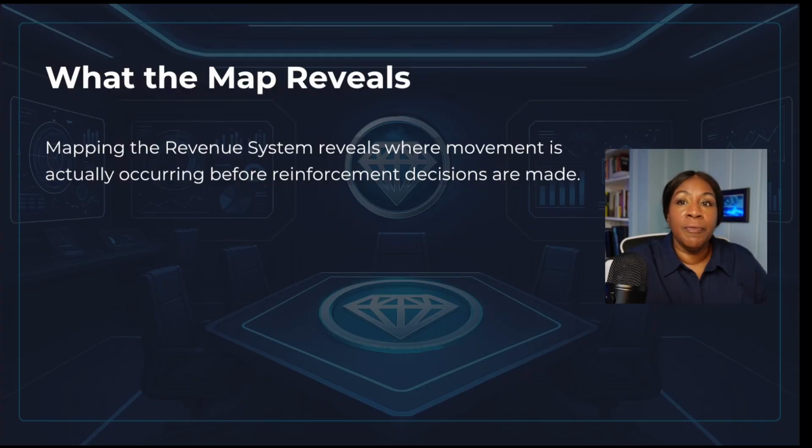What the map reveals is where movement is happening in the revenue system. Why do we need to know that? Because then we can see not only where the origin is for that particular constraint, but we can also see how it propagates through and make the decision that provides the most leverage in forward moving revenue.